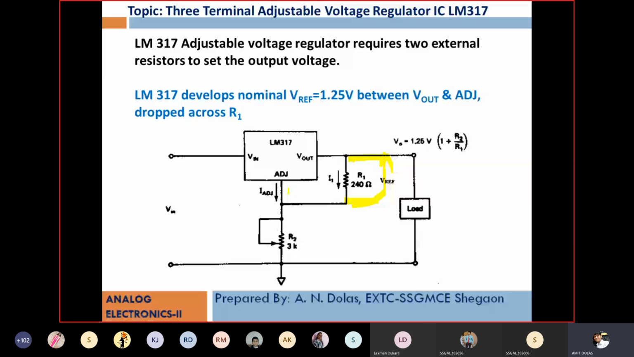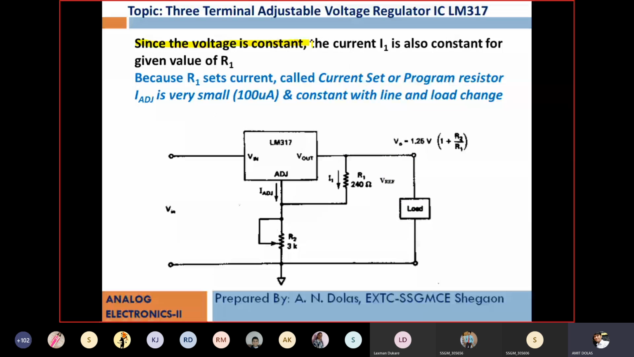since the voltage is constant, the current I1 is also constant for a given value of R1. Of course, this V reference developed across R1 is 1.25 volt. Resistance is fixed, that is 240 ohm. So the current passing through this resistance, referred to as I1, is also constant. Because R1 sets current, it is called current set resistor, or it is also called program resistor.